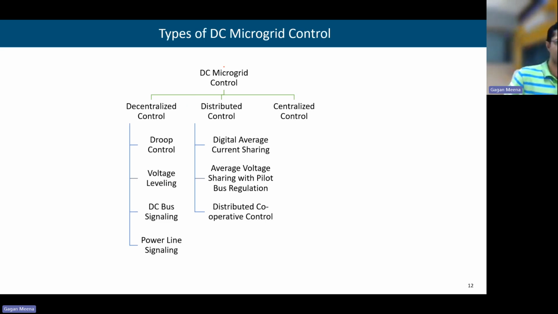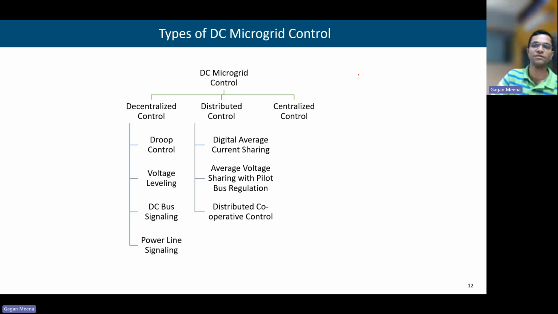Now we move on to the DC microgrid control. We have discussed the AC microgrid control. In the DC microgrid control, we also have three types of control strategies: decentralized, distributed, and centralized. In decentralized control, there are different schemes: loop control, voltage leveling, DC bus signaling, and power line signaling. And in distributed, we have digital average current sharing, average voltage sharing with pilot bus regulation, distributed cooperative control, and then finally centralized control.